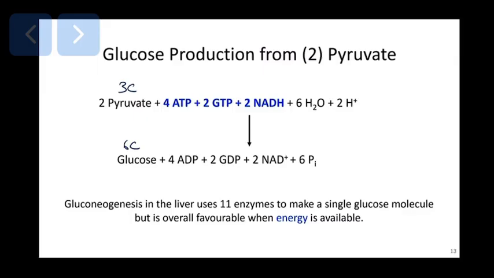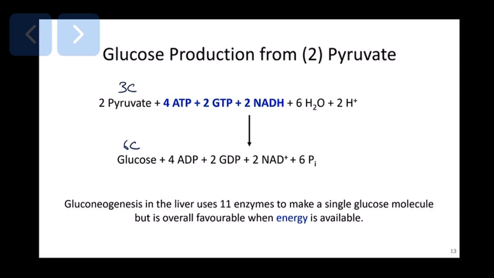Okay, so these are the high-energy molecules that are going to help drive this anabolic process, going from 2 smaller molecules to a bigger molecule. We're also going to require 6 water molecules in order to make that glucose. Okay, and there's going to be 11 enzymes that are going to make a single glucose molecule, but it's going to be overall favorable when you have lots of energy present.